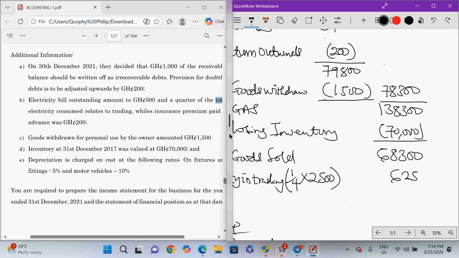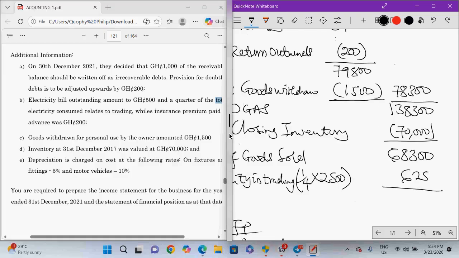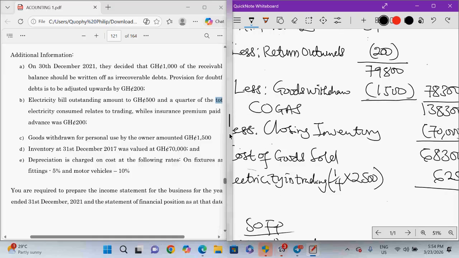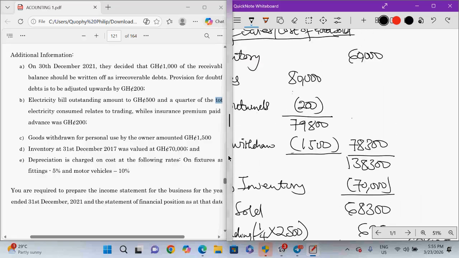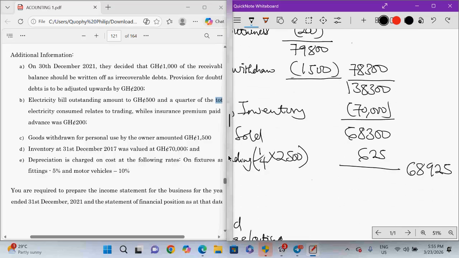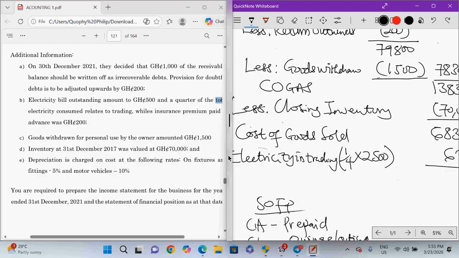Please add these two. 68,925. What are you getting? 68,925. Is that what you are getting? Yes, please. Okay, so what is the name given to that? Gross profit.